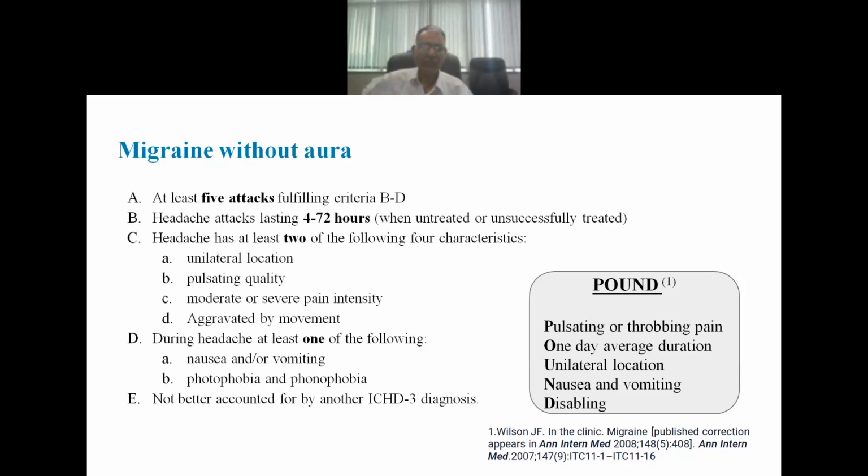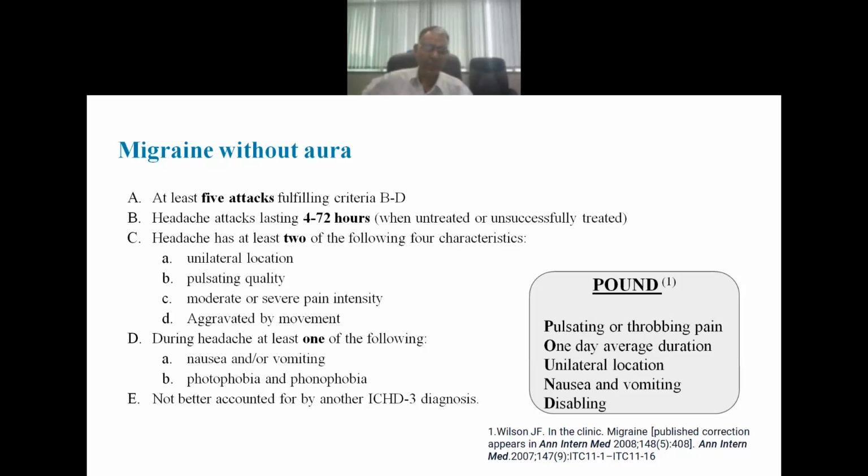You have to inquire the history of the patient very meticulously. Unilateral in location, very, very important. Pulsating quality, moderate or severe pain intensity, then aggravated by movement. All these four complaints are very important. You have to inquire about it very thoroughly. And if two of them are present, then probably it qualifies for one criterion of diagnosis of migraine.